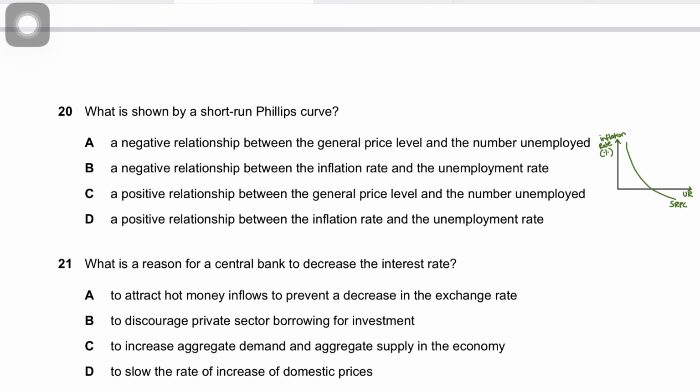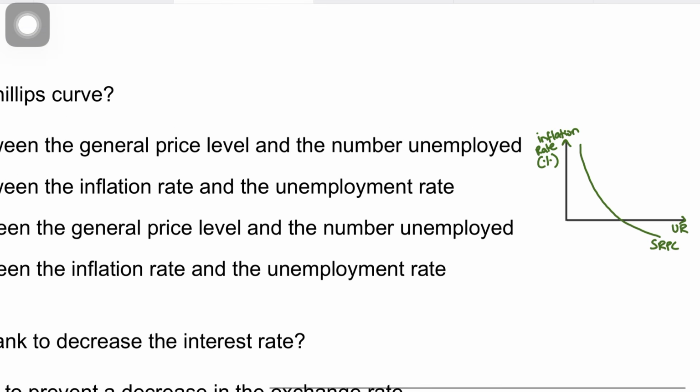Now these sort of questions about the short-run and long-run Phillips curve have recently been tested a lot in almost every paper. So make sure that this topic is thoroughly covered. We all know what the Phillips curve shows. It shows a negative relation between inflation rate and unemployment. Do remember, it's showing an inverse relation between inflation rate and unemployment.